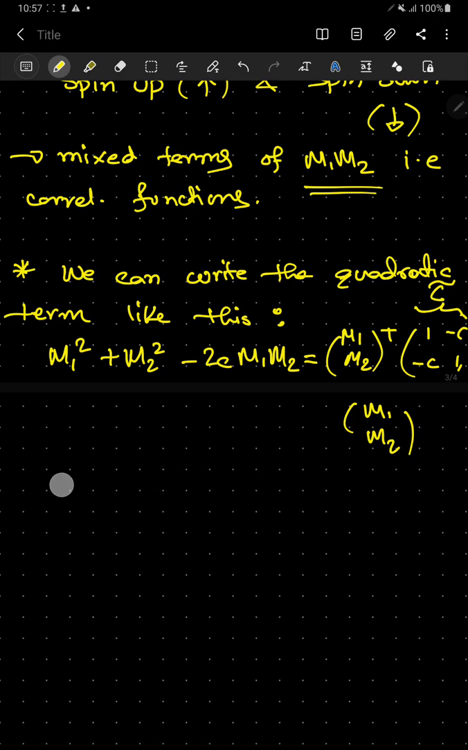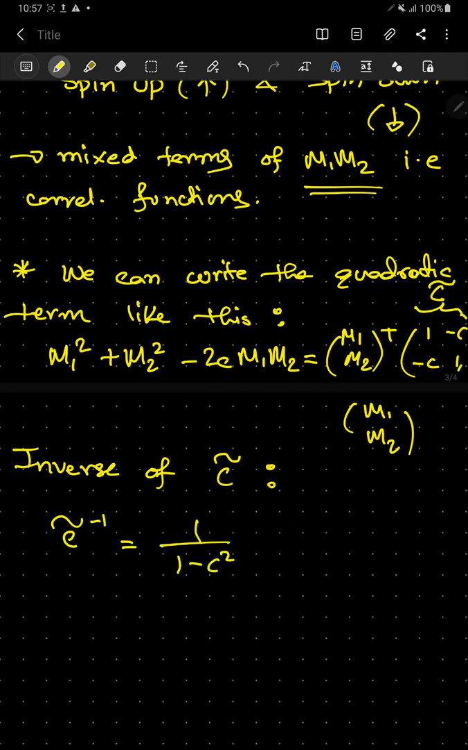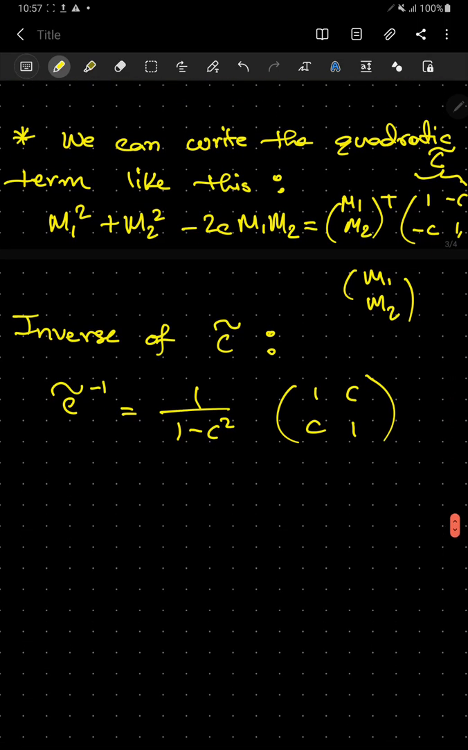Let's first see what is the inverse of C. If you do it, it's something like this. It's the determinant, and you exchange the diagonal elements, and the off diagonal elements get a negative sign in front. So this is what you get if you do the inverse.